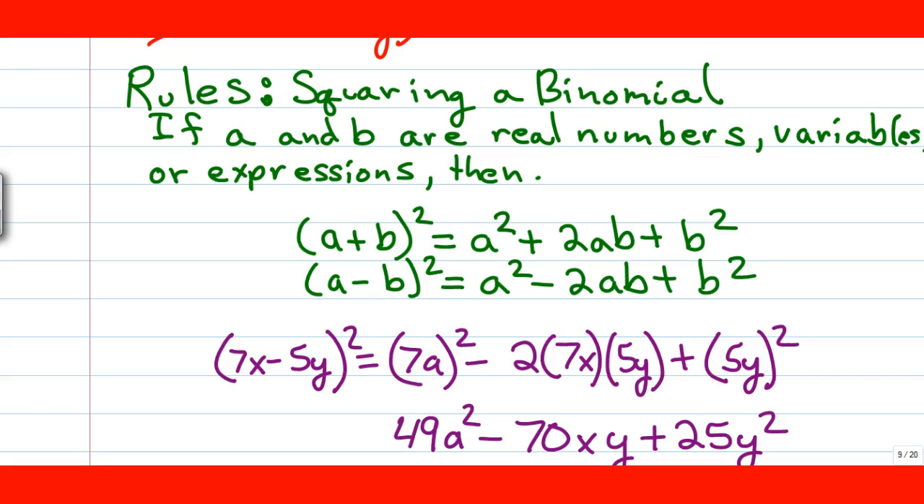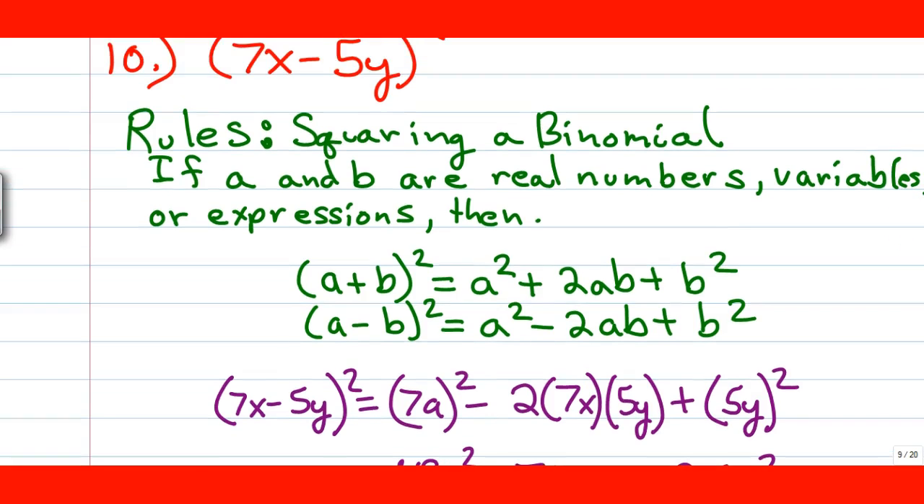Well, this is a difference of squares, so I'm going to use the second formula, and I'm going to plug my values in. So let me pull this up just a little bit so that we can see the original problem. My base is a 7x in the a position and a 5y in the b position. So using the second formula, I'm going to plug in for my a squared. It's going to be 7x squared minus 2 times my a position, which is 7x, times my b position, which is 5y, plus my b position squared, which is 5y to the second power.